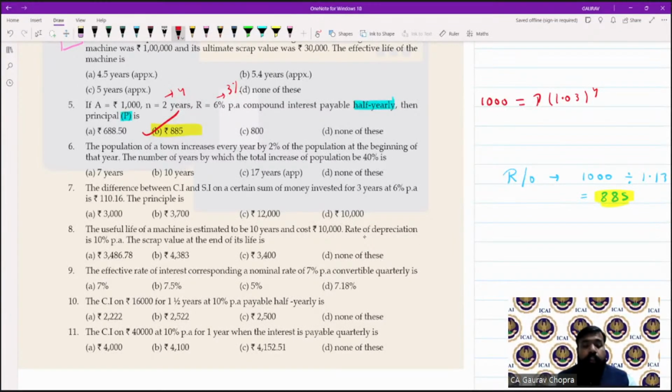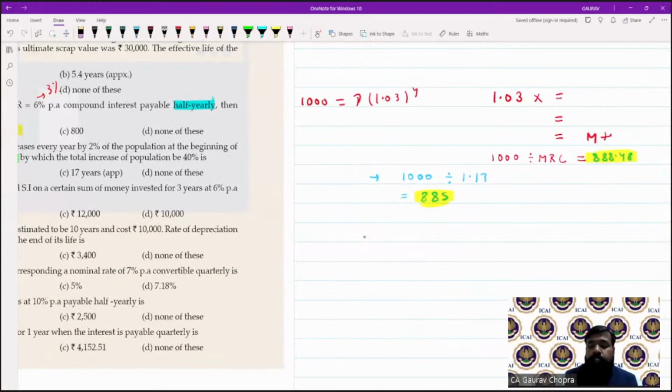Sixth one. The population of a town increases every year by 2% of the population at the beginning of that year. That means this is the situation of compound interest: the population at the beginning of the year increases by 2%. Next year also, the population at the beginning of the year increases by 2%. Now the number of years by which the total increase of population is 40%. So the total population has increased by 40%. Now we have to find the number of years, in how many years a 40% increase will come.